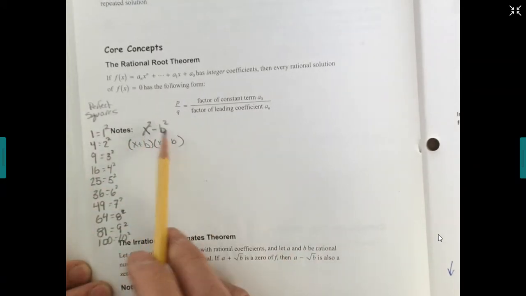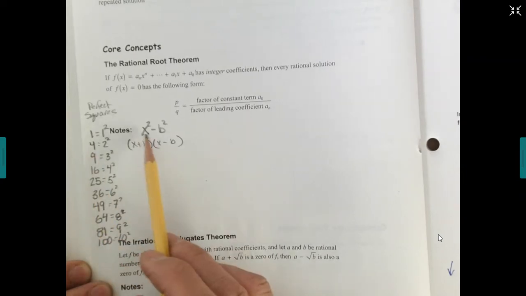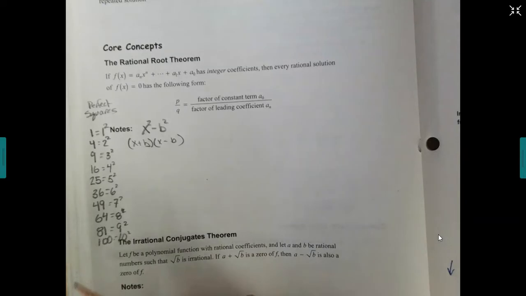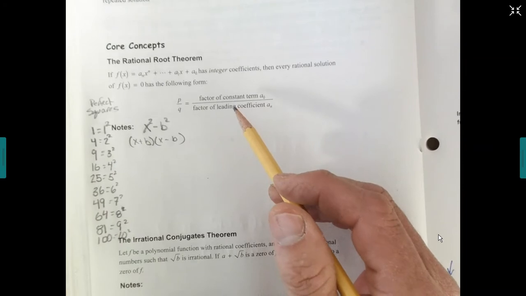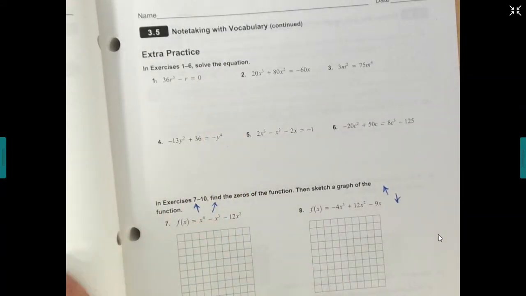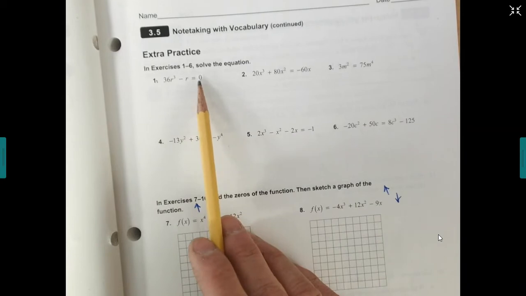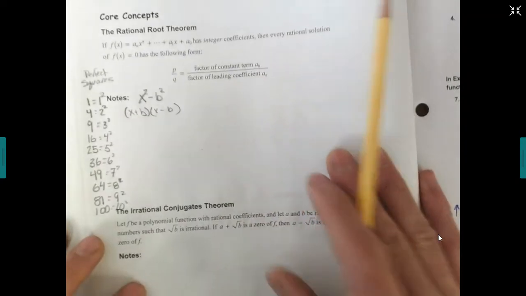So what you could do is if you ever see a 1, a 4, a 9, a 16, 25, 36, 49, if it's any one of these, you'll know, oh, that might fit into my perfect squares. So let's start with it's going to ask you today to solve the equation. In order to solve the equation, what you have to do is make it equal to 0 and then solve that equation. So let's look at an example.